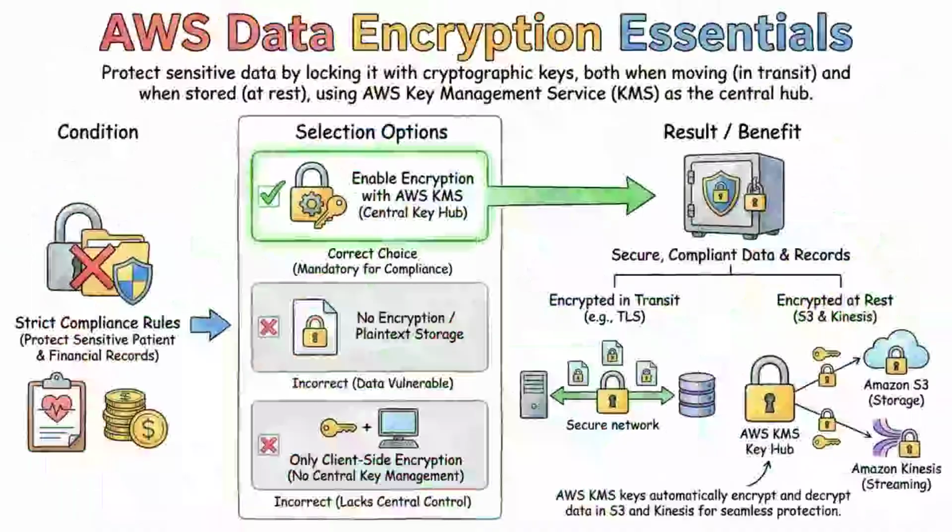You must also protect the actual contents of your data using encryption, both when the data is traveling over the network and when it is resting safely in storage. AWS Key Management Service, or KMS, is the central hub for creating and controlling the cryptographic keys that lock and unlock your digital data. You can easily configure Amazon S3 and Amazon Kinesis to automatically encrypt your information using these secure KMS keys. If an exam question asks how to meet strict compliance rules for protecting sensitive patient or financial records, enabling encryption at rest with AWS KMS is absolutely mandatory.